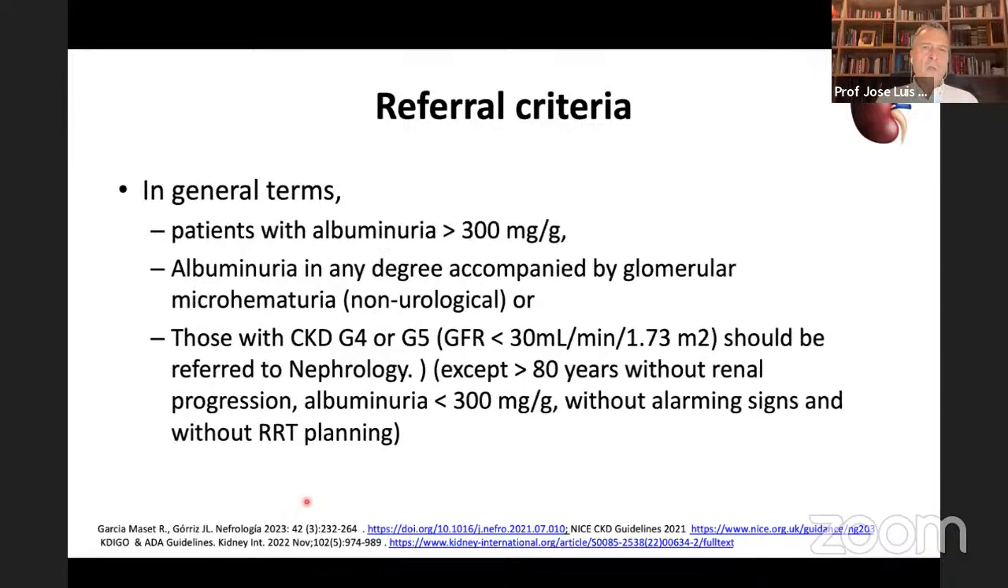In general terms, refer patients with albuminuria greater than 300, albuminuria with any degree of accompanying glomerular microhematuria, non-urologic microhematuria, which is probably a glomerulonephritis, and those patients with GFR below 30, except very old patients without renal progression or without relevant albuminuria and without alarm signs such as macroalbuminuria, and no planned renal replacement therapy.